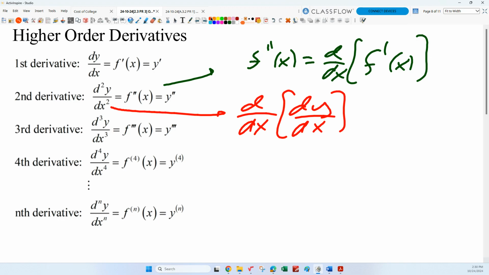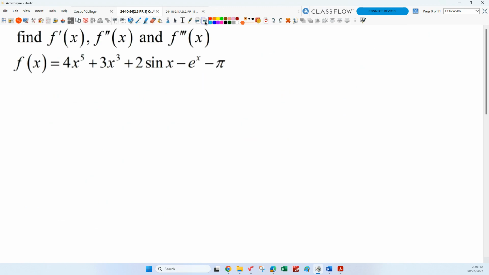Instead of dy dx, how are you going to say a second derivative? Well, that's how. That's how we say a third derivative. That's how we say a fourth derivative, etc. Give me thumbs. Does that make sense? Okay, they all mean exactly the same thing. Okay, so let's practice these a little bit. Let's calculate first, second, and third derivatives.